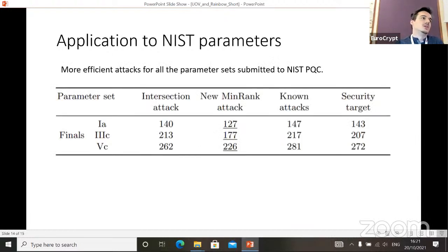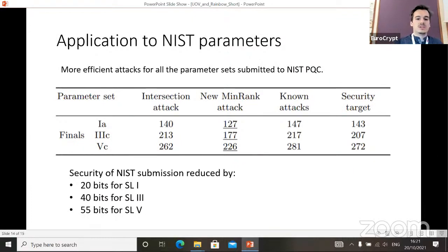So for now, I'll just focus on the complexity of the attacks for the parameters that were submitted to the NIST competition. In this table, the first two columns are the two new attacks. And you see that they're always better than the previously best known attacks. And in particular, this min rank attack is the most efficient. So for the NIST security level 1 parameters, we improve on the best known attacks by 20 bits of security. For the third one, it's 40 bits, and for security level 5, it's 55 bits. So it's a significant reduction in the security.